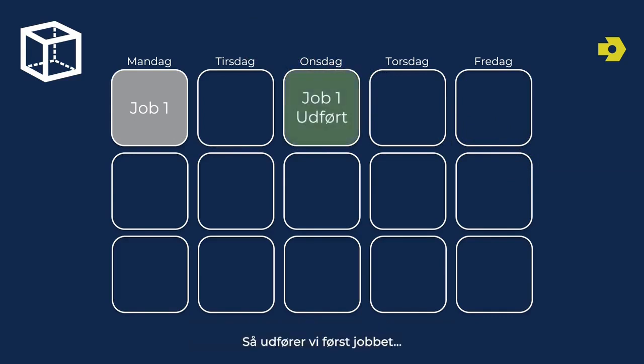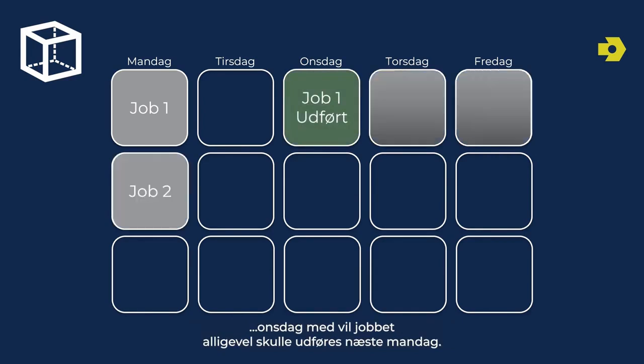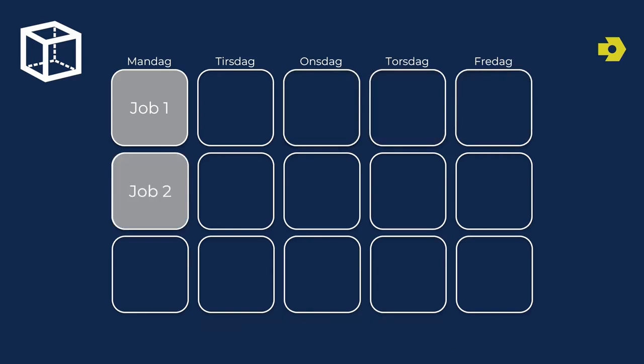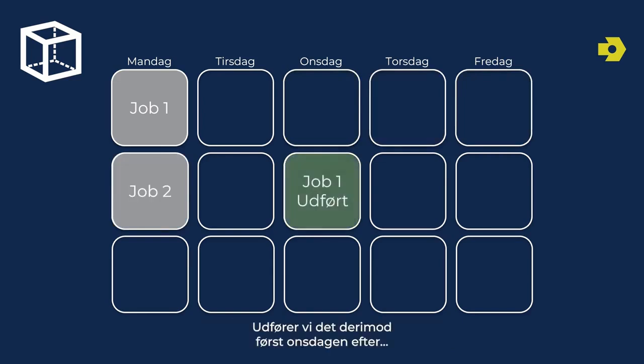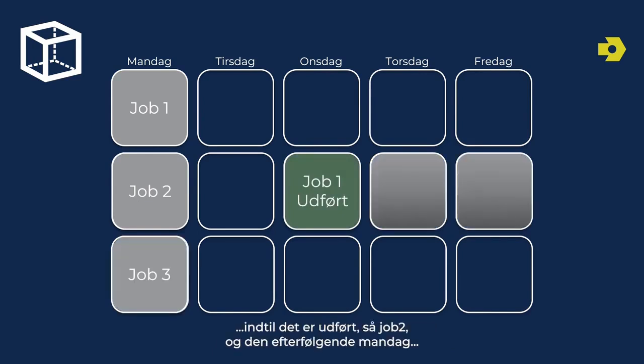So we first perform the job on Wednesday if the job was supposed to be done next Monday anyway. If we instead perform it the following Wednesday, there will now be 2 overdue jobs, where job 1 will be shown in the job list until it is completed, then job 2, and the following Monday, job 3 will be shown in the job list.